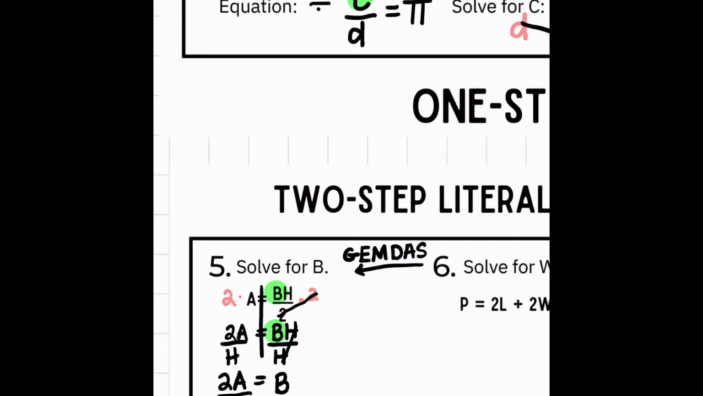So again, we're just reordering these equations and rearranging them in a mathematical way. We have to follow those inverse operations.